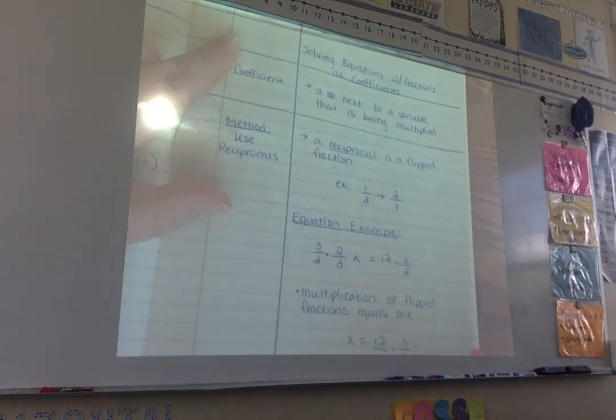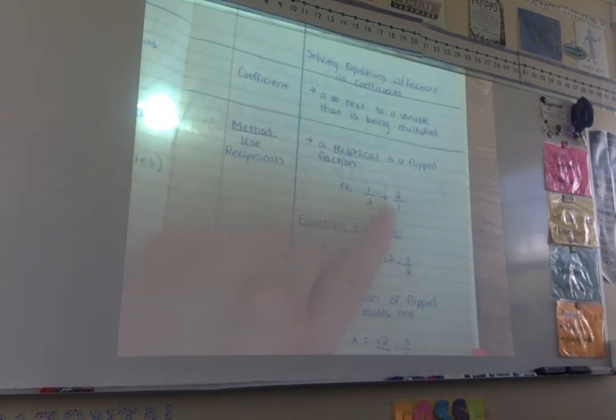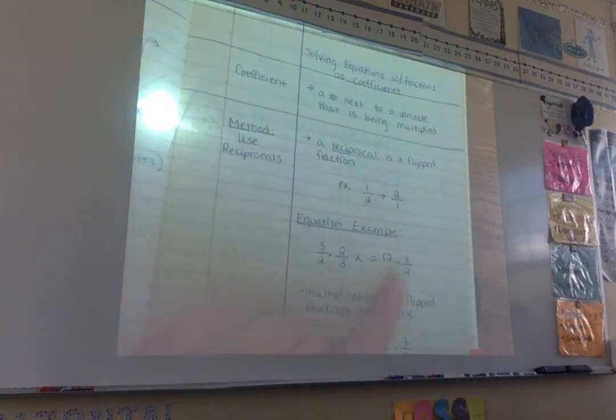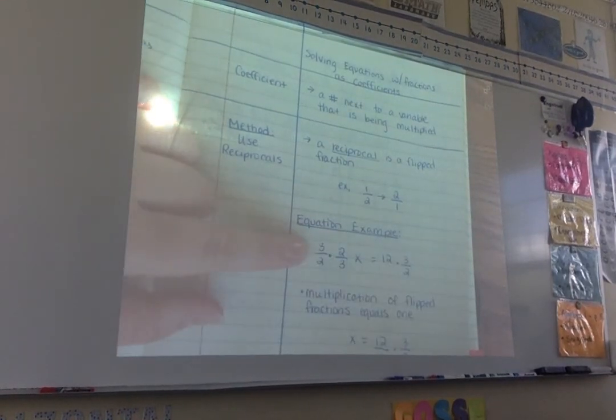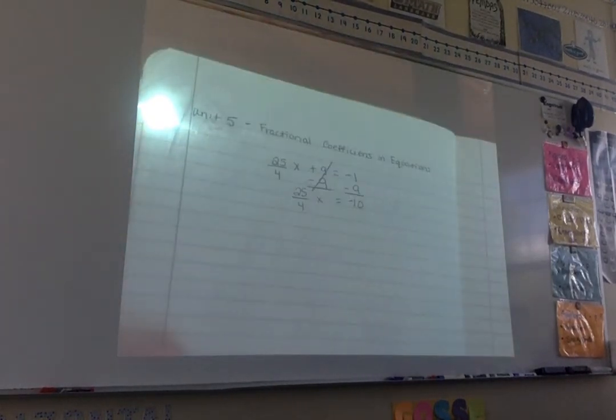So it says, method, use reciprocals. A reciprocal is a flipped fraction. So if I have 1/2, if I multiply it by 2 over 1, it's going to clear that fraction. So we did an example down here. We had 2/3 x equals 12. And you can see that I multiplied by that fractional coefficient's reciprocal. So that's what I'm going to do over our practice.